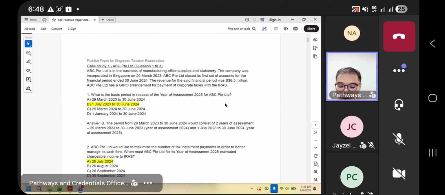Okay, so that is where there are two basis periods for the period from 29 March 2023 all the way to 30th June 2024, and it's been split between YA 2024 and YA 2025. Since the question asks about the basis period for the year of assessment 2025, the preceding period will be, the answer would be B, which is from 1st July 2023 to 30th June 2024.